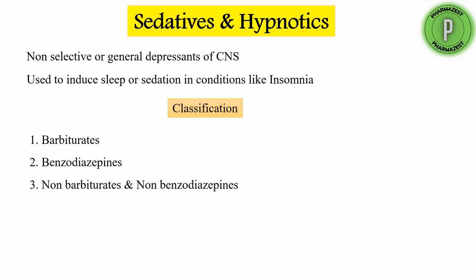Coming to the classification of sedatives and hypnotics, they can be mainly classified into barbiturates, benzodiazepines, non-barbiturates and non-benzodiazepines. That means the drugs which don't belong to either barbiturates or benzodiazepines.